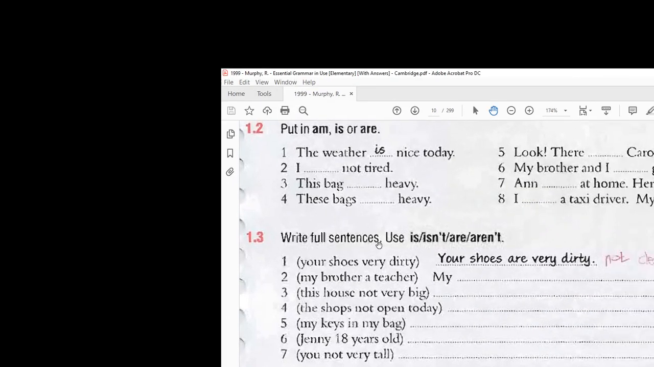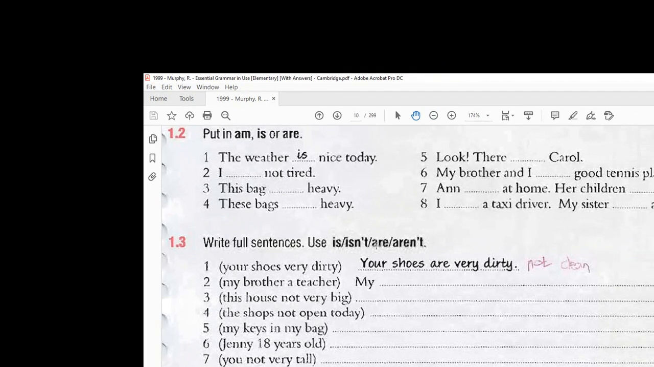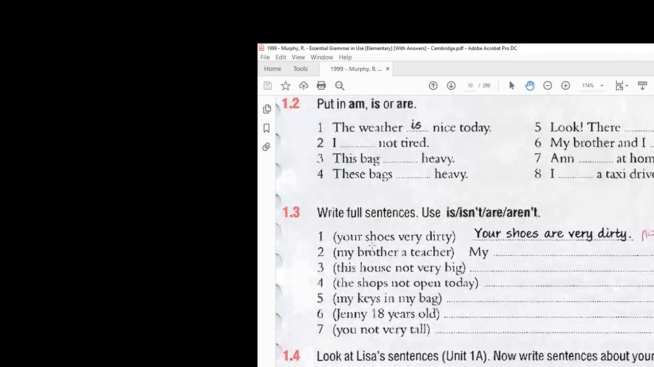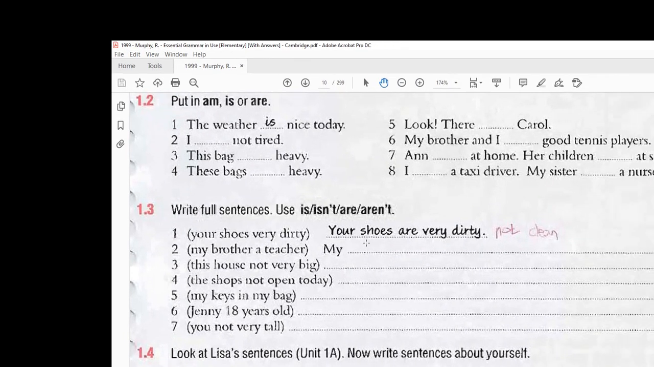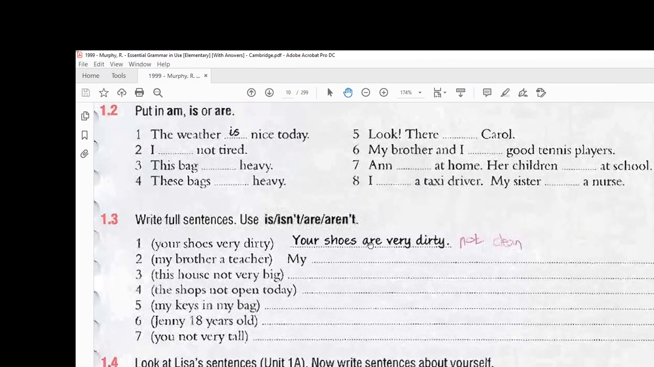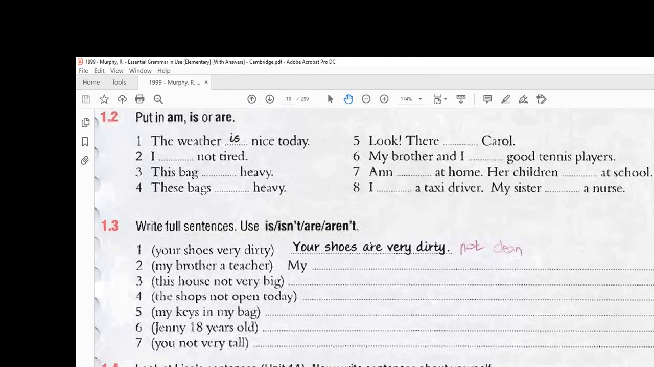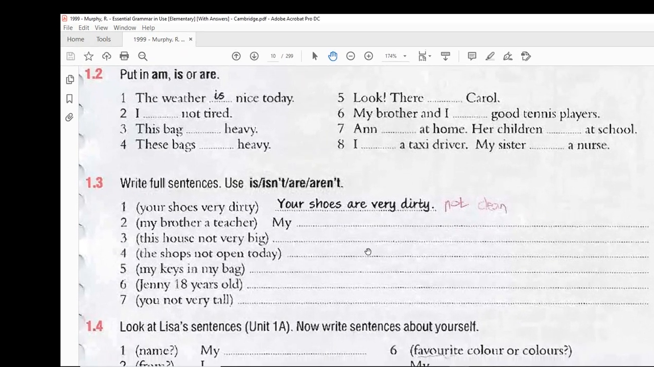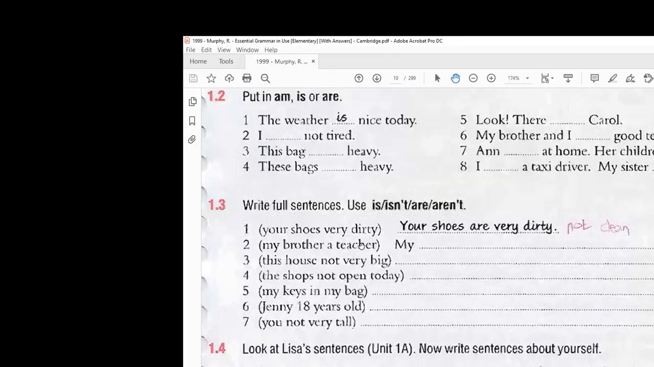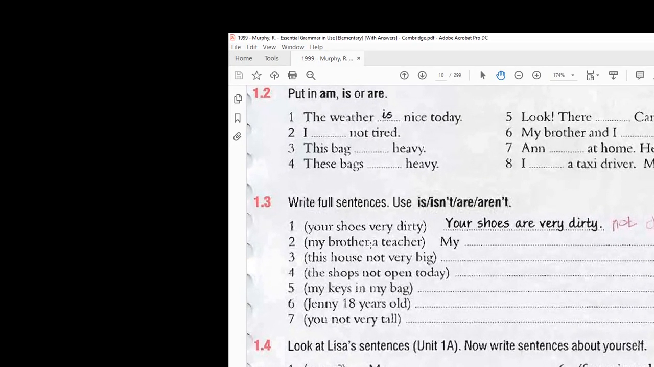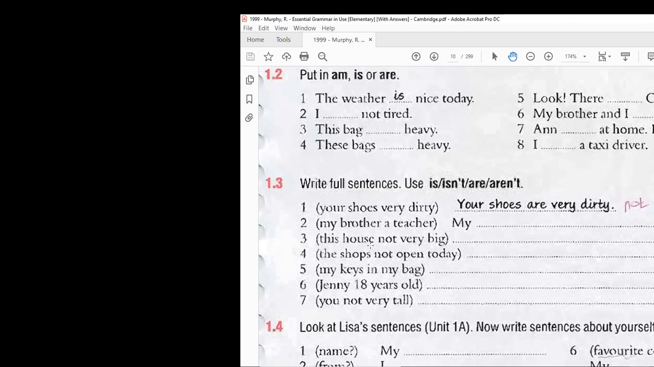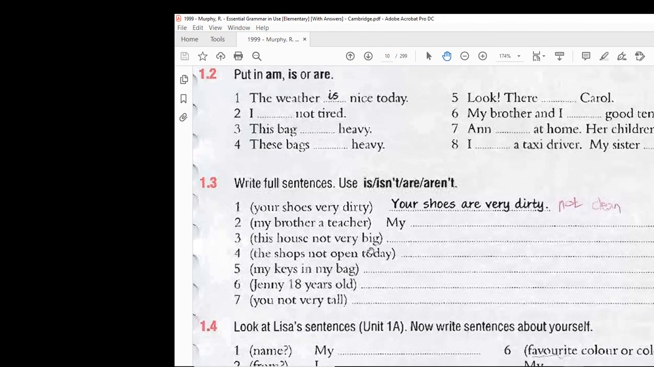Okay, students, now let's see number 3. It says write full sentences. Use "is" or "isn't", "are" or "aren't". Well, you have them scrambled here. "Your shoes very dirty." Okay, your shoes are very dirty. You need to put just the verb to be in its correct form so that we can make good sentences. "My brother a teacher." My brother is a teacher. So it's missing the verb to be in its form "is". This house, how many houses? One, singular. Okay, this house is not very big, and so on.